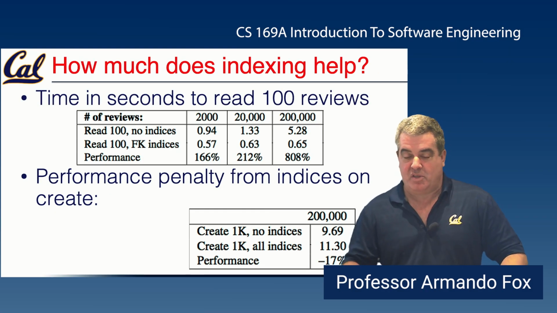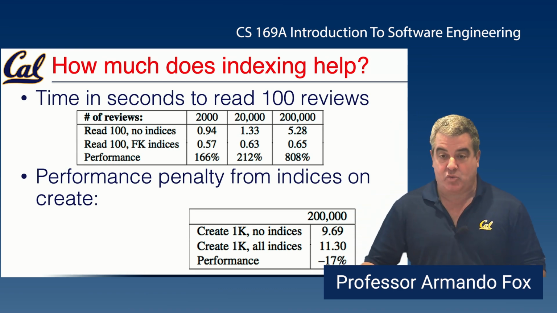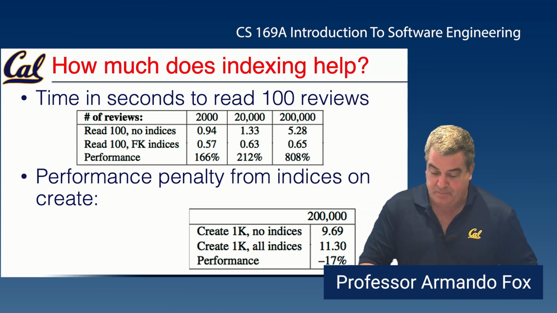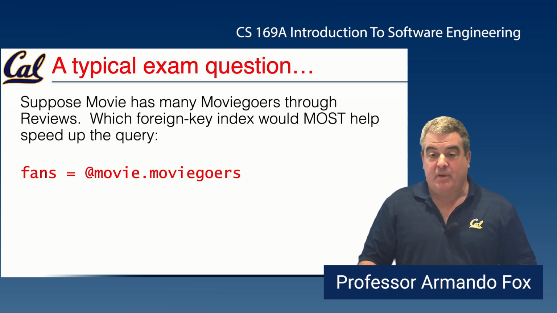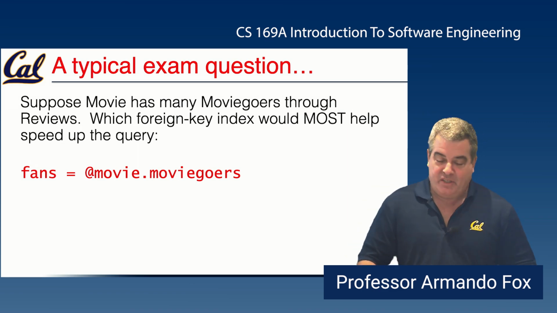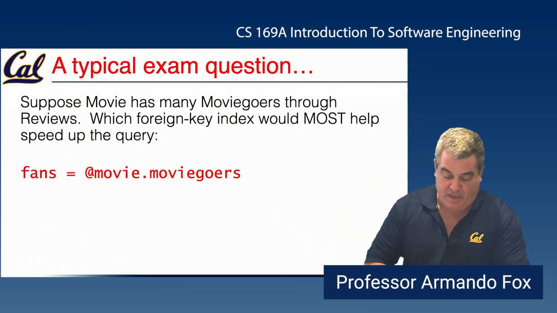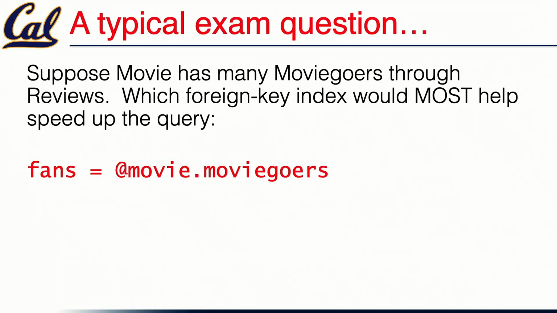The performance penalties only get big when your database gets huge, and gems will help you find places where you have unnecessary indices as well. This is a typical exam question. And when I say typical, I mean overwhelmingly likely to appear on exams, because this is the sort of conceptual knowledge that indices matter. Suppose we have this setup with movie has many moviegoers through reviews.